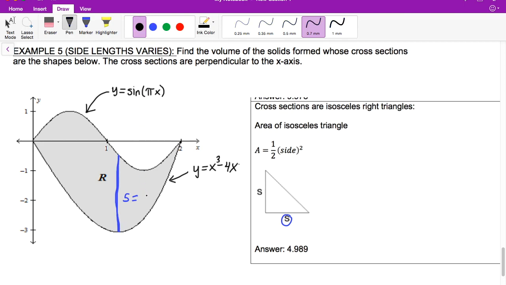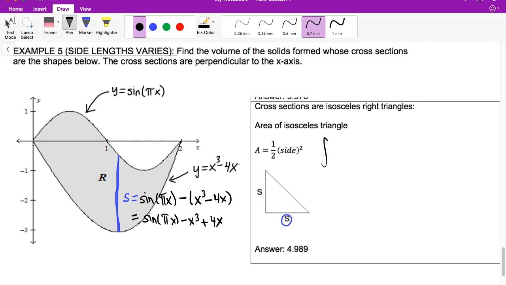We know S is always going to be given by the distance between these two functions, which is going to be sine pi x minus (x cubed minus 4x). Make sure you put parentheses around here because there are two terms. I'm just going to simplify this for the side. So it's going to be sine of pi x minus x cubed plus 4x. That's the expression for the side of the isosceles triangle.